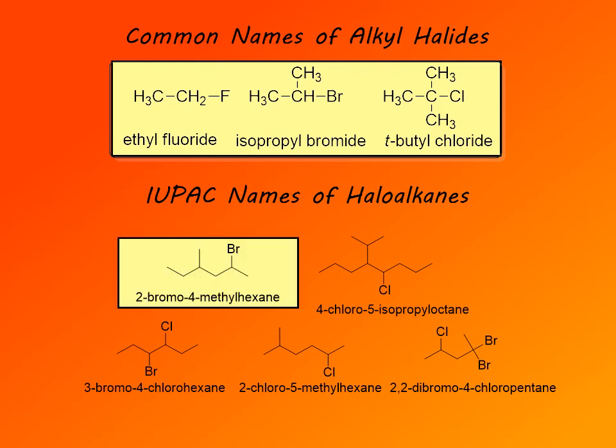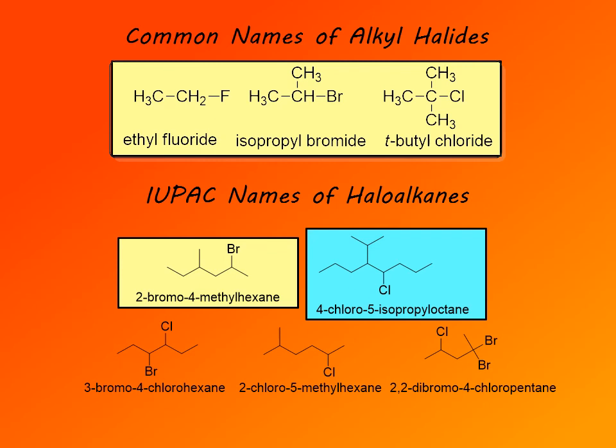So first example, the longest chain has 6 carbon atoms, so this is hexane. On carbon 2, the substituent is bromine, so it's going to be bromo, and on carbon 4, the substituent is a methyl group, so it's going to be 4-methyl. So the name is 2-bromo-4-methylhexane. Of course, bromo alphabetically comes before methyl.